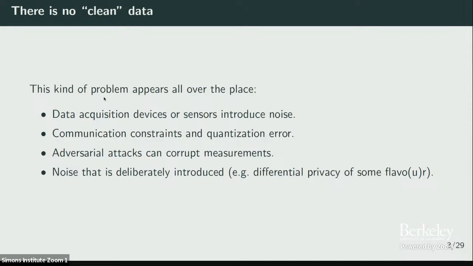This kind of problem appears all over the place. I'm an electrical engineer by training. I think about devices as built objects that measure things, and the data in your data set is actually measured with a noisy sensor. You could also think about communication constraints and quantization error, or robustness. We want to think about adversarial attacks, and I've worked a little bit in the past, and still work a little bit, on differential privacy. In differential privacy, as we know from yesterday, noise is deliberately introduced into the system. So there I don't even have to make a case for it. The noise is there, you added it.